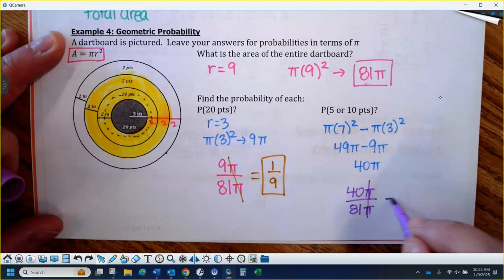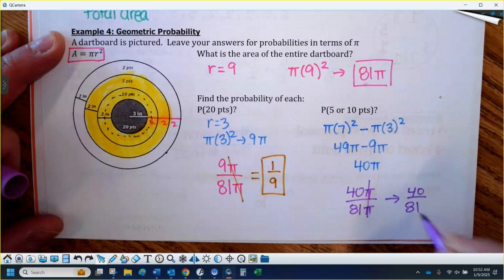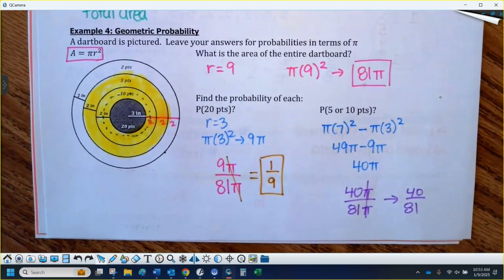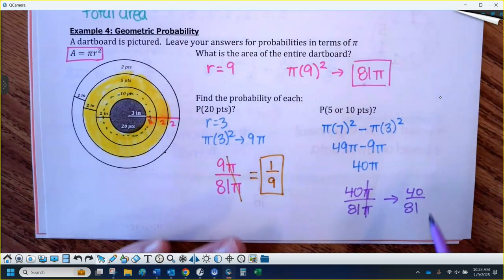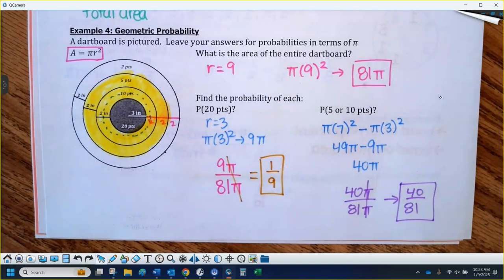The pi's cancel out, and actually, I don't think that fraction reduces. No, it does not. So this would be my probability, 40 out of 81. But the pi's do cancel, so it's a little bit easier to work with if you leave it in terms of pi. Is anybody having a question?